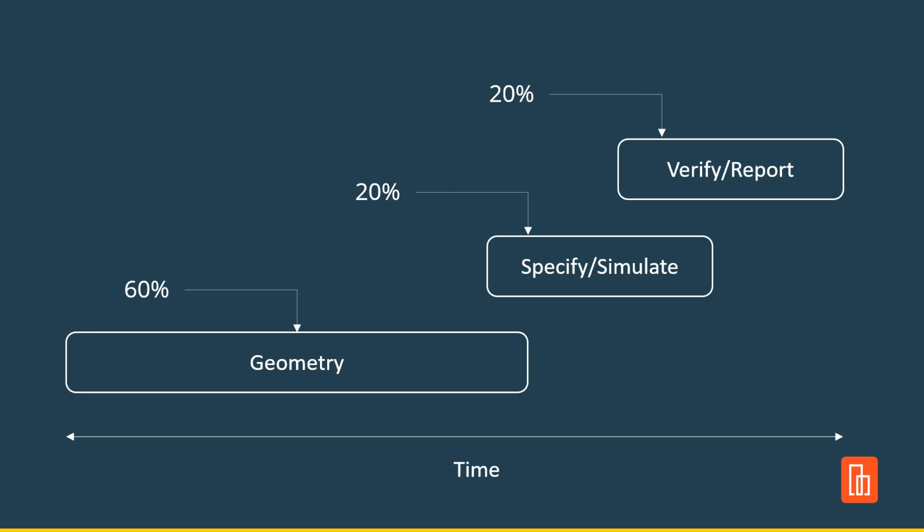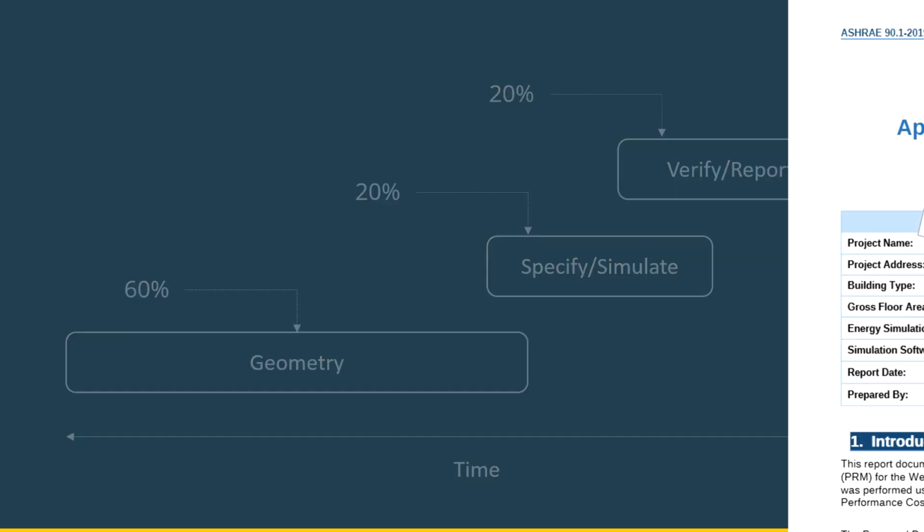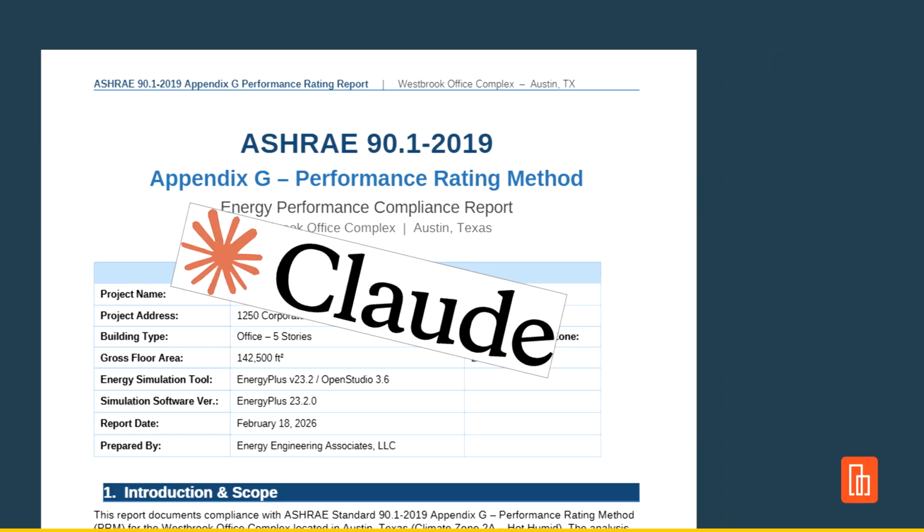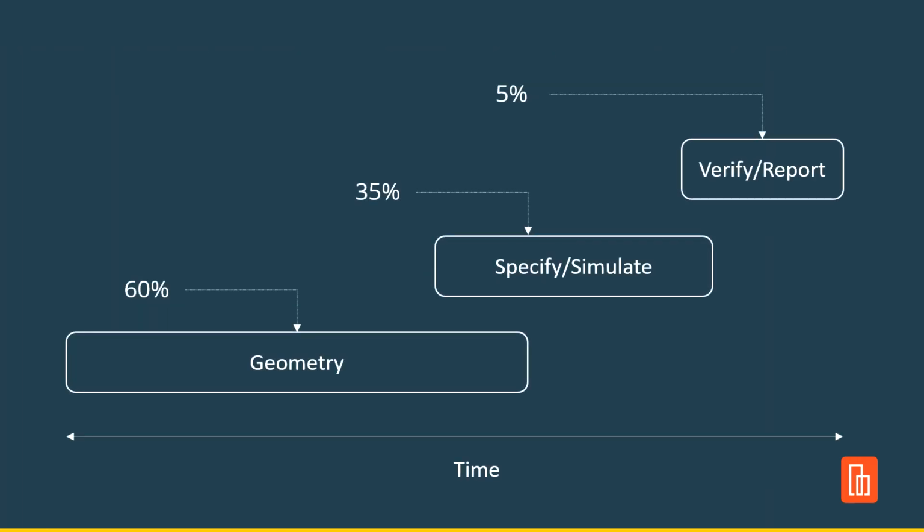Now that may not be the truth for many folk, because we have, of course, the advent of folks just using AI to produce reports, and there is lots of this going on all over the place now. Not that we condone it ourselves; we produce reports directly. But if that was the case, then we might find our geometry is still 60, our specification simulations expands a bit, but our verification report even drops down more in terms of percentage of time.